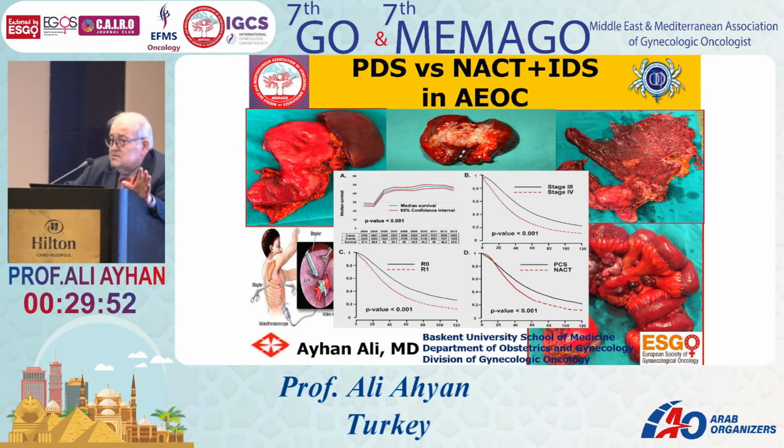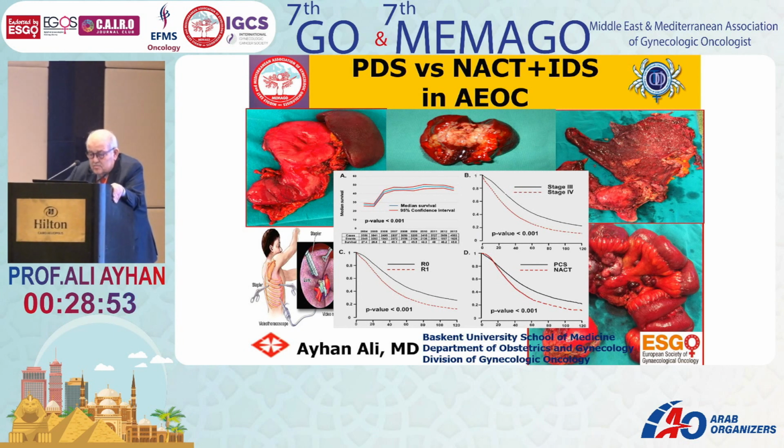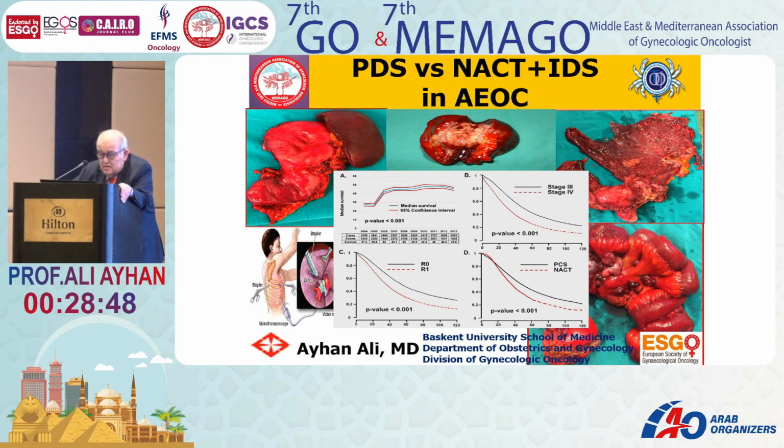My topic is primary debulking versus neoadjuvant chemotherapy. As you see in this slide, there is a little higher near survival, and there are many prognostic factors here. The most important ones are time of surgery, residual tumors, and also histotype.